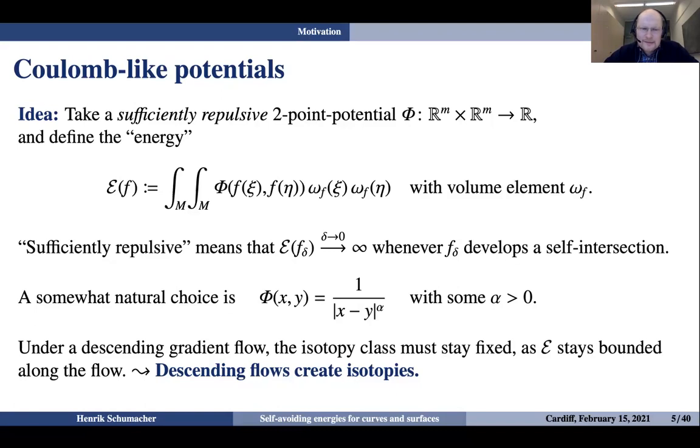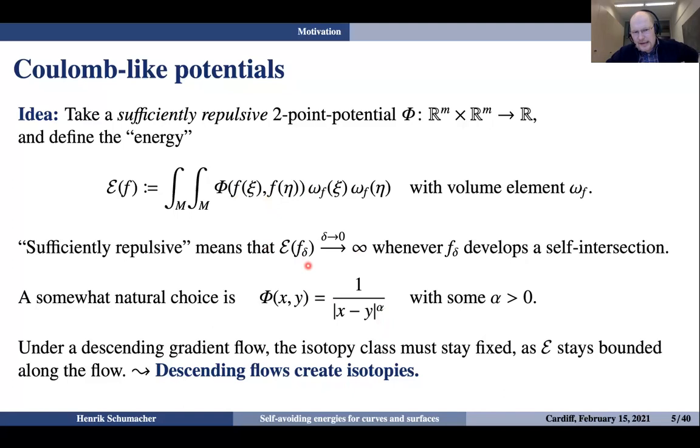And a bit more fancy way would be to say, I invent some energy, and when I minimize this energy along the flow that I apply to this energy, the knot or the surface is untangled. And these energies should involve something like a 2-point potential that's repulsive. And the quite natural choice is something like this, which is Coulomb-like. Coulomb potential would be alpha equals 1. We will see that alpha equals 1 is not strong enough. We need a larger alpha, because we need it to be sufficiently repulsive.